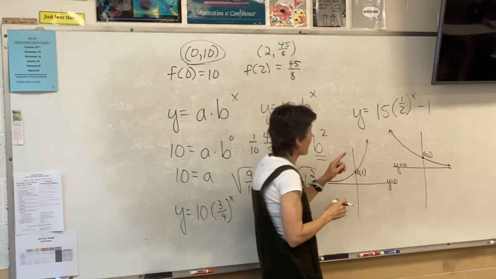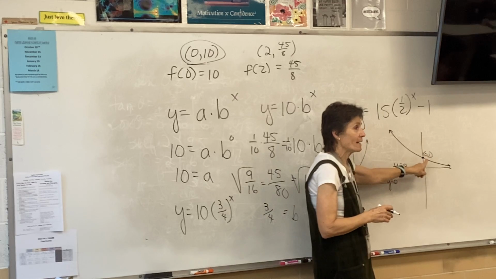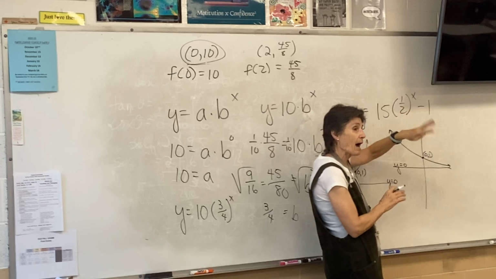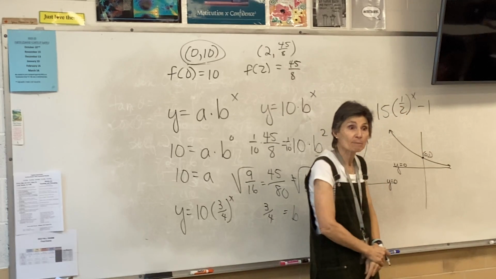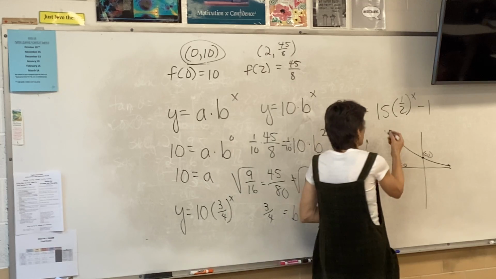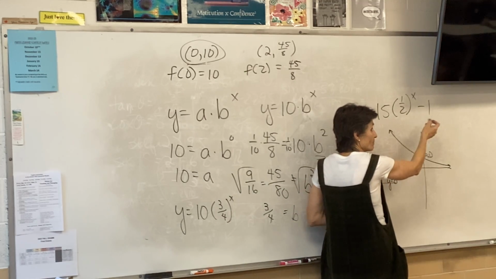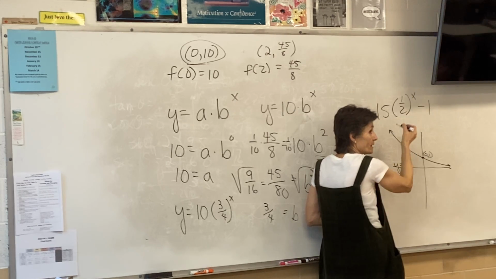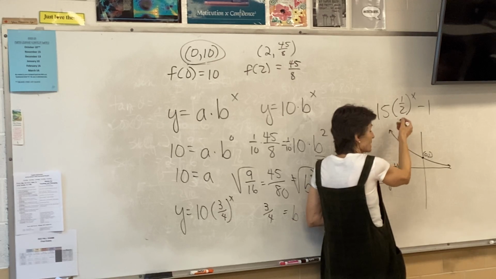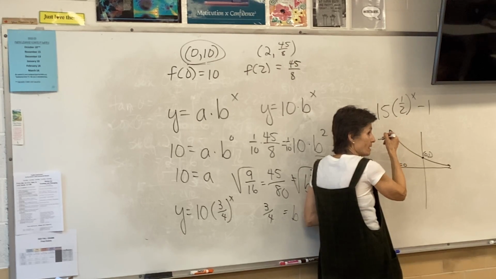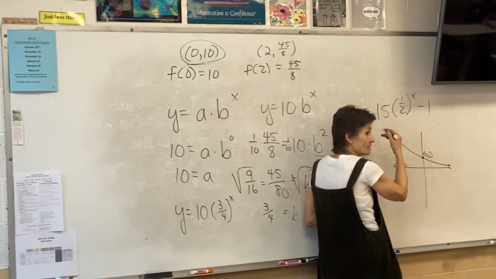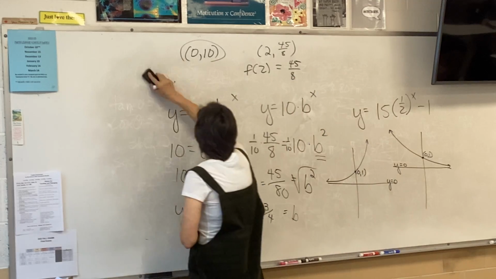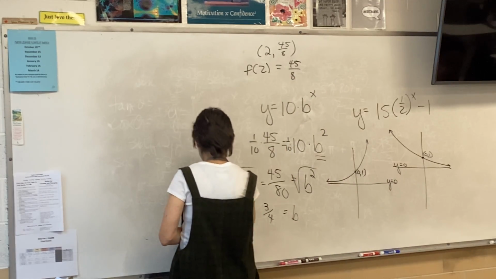Okay, let's talk about how we get our y-intercept. Again, this is the normal. This has got some changes to it. How do you get a y-intercept? You let x be 0. Okay, let's let x be 0 in this problem. What happens if I put a 0 there? 1/2 to the 0 is 1. 15 times 1 is 15. And then the whole shebang goes down 1, so it's actually at 0.14. So my y-intercept is at 0.14.